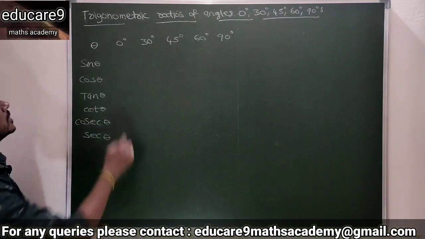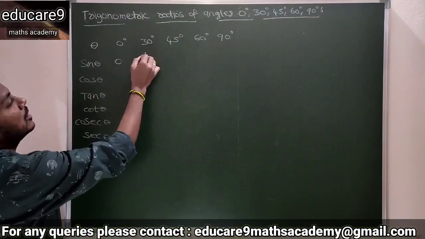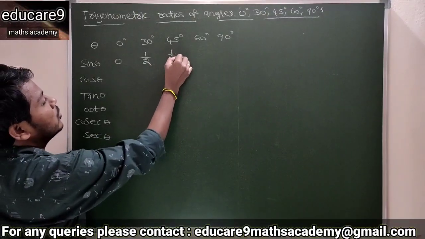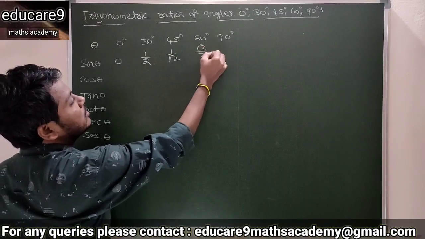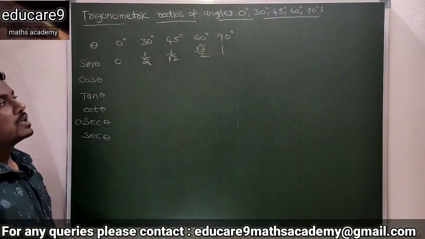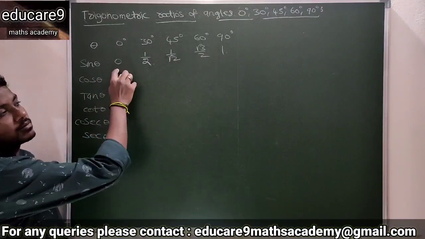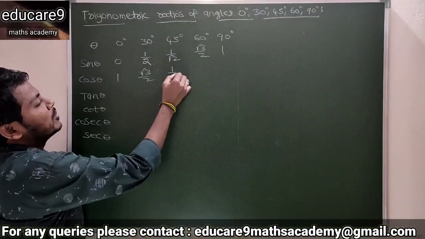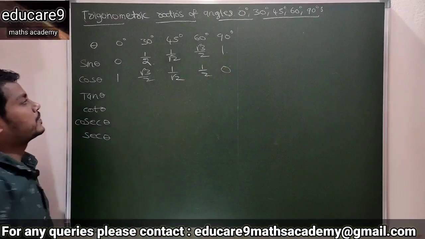Okay. So first one, sin 0, the value is 0. Sin 30 is 1 by 2. Sin 45 is 1 by root 2. Sin 60 is root 3 by 2, sin 90 is 1. So next cos 0 value is 1, so write in reverse: root 3 by 2, next 1 by root 2, next 1 by 2, 0.